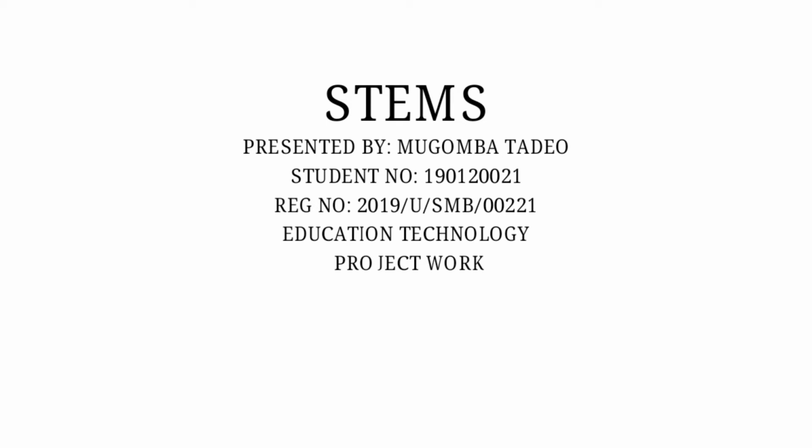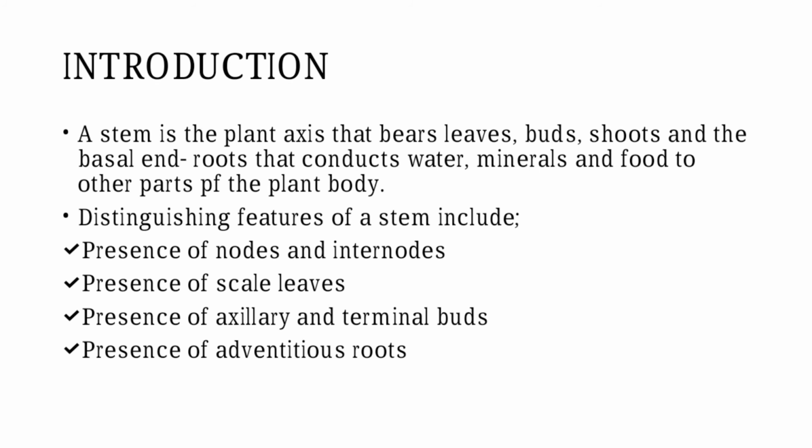In today's lesson, we shall be looking at stems, and specifically we shall dwell more on stem modifications. So, in our introduction, let's look at the definition of a stem. A stem is a plant axis that bears leaves, buds, shoots, and basal end roots.